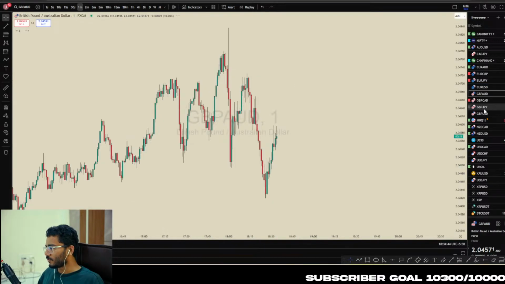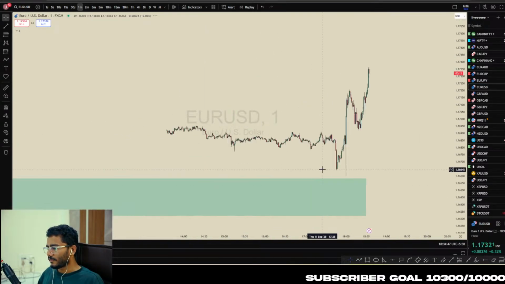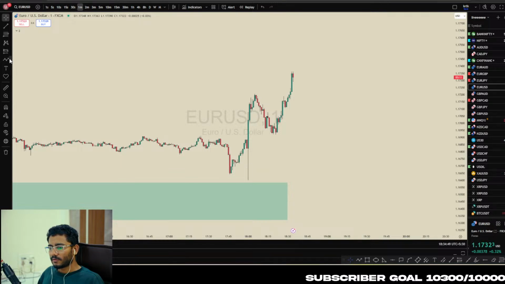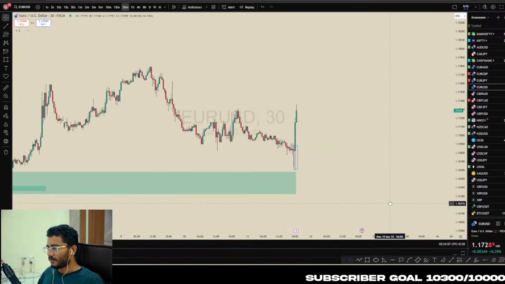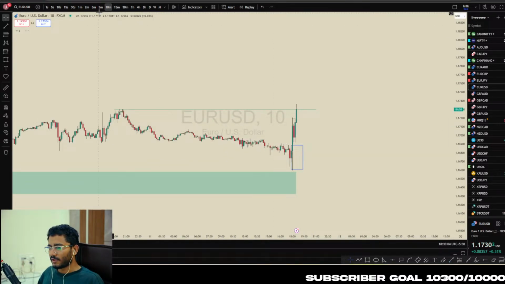So let's say Euro USD, we can look for the buy side. But right now we have this order block. So price already broke the structure over here. So I don't think price will retest this. Let's look at 30 minutes. Price already started to go to the upside. So let's wait for price to create some kind of structure. Then only we can look for any entry.